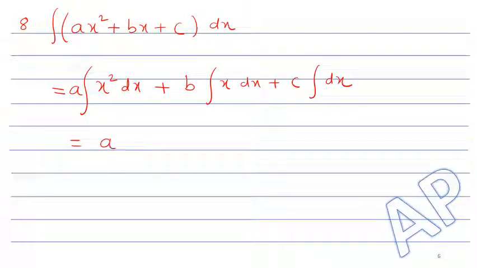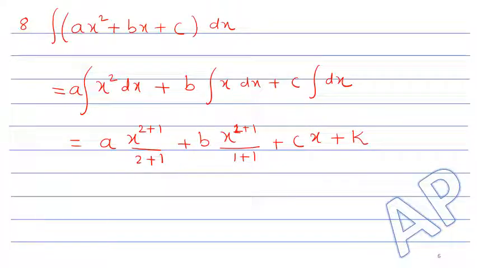So the answer is a into integral x square, which is x to the power of 2 plus 1 by 2 plus 1, in the form of x to the power of n dx, that is x to the power of n plus 1 by n plus 1, plus b into x square by 2, that is x to the power of 1 plus 1 by 1 plus 1, plus c into integral dx is x, plus I will write k as the constant of integration as I have c here. So finally the answer is a into x cube by 3 plus b into x square by 2 plus cx plus k.